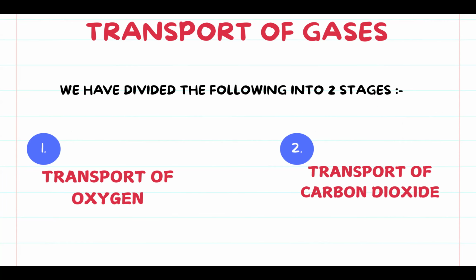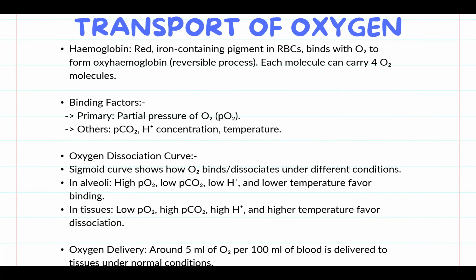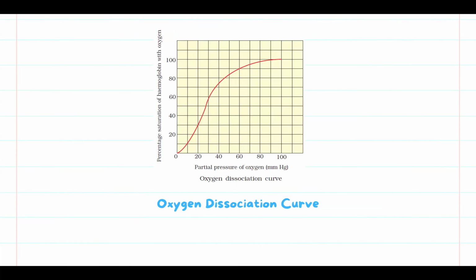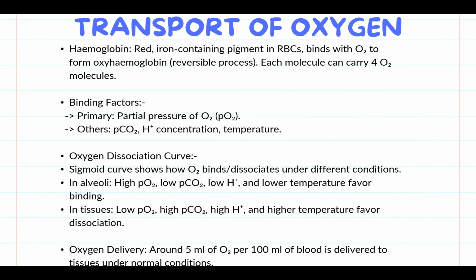So let's begin with the transport of oxygen. Oxygen is transported mainly by hemoglobin, which is the iron-containing pigment in RBCs, and binds with O2 to form oxyhemoglobin, and it is also a reversible process. Each molecule can carry four O2 molecules. The binding factors involved, the primary one is the partial pressure of oxygen, PO2, and the others are PCO2, H+ concentration, and temperature. Here you can see the oxygen dissociation curve, a sigmoid curve that shows how O2 binds or dissociates under different conditions.